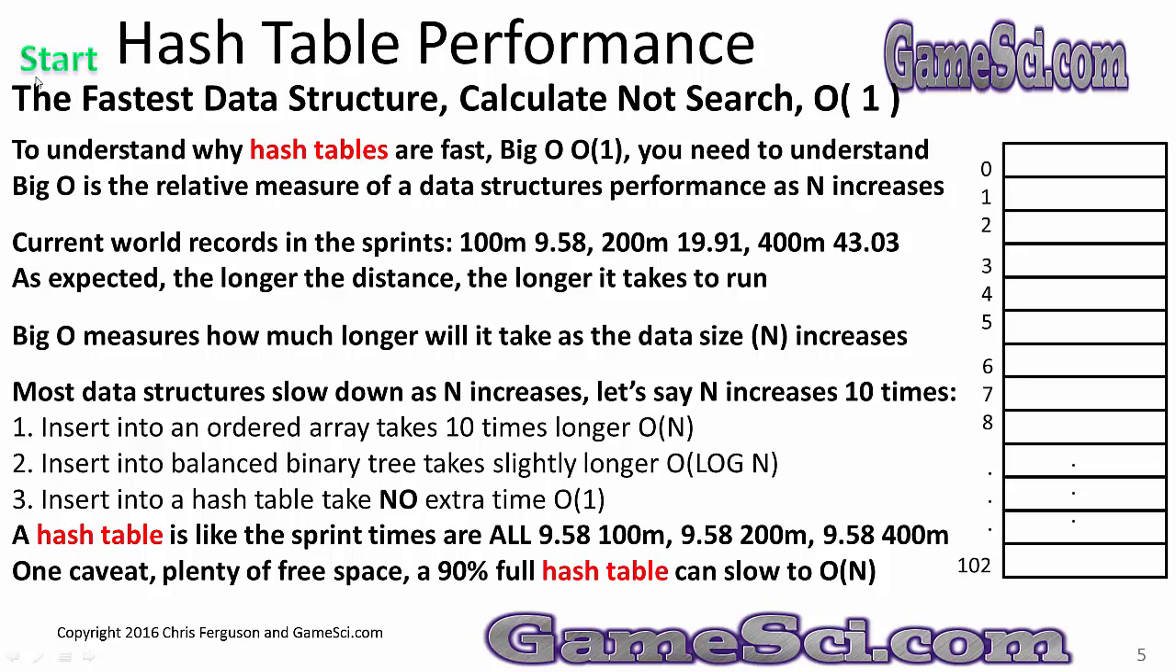Big O order of n says as I double my data, it doubles the time it takes to find or search or do whatever to that data. Well, let's say we do an insert into a balanced binary tree. Balanced binary trees take slightly longer. It's called big O order of log n. If I go from a 10 level tree to a 12 level tree, I expect my data to take slightly longer, but not much longer to insert into a balanced binary tree.